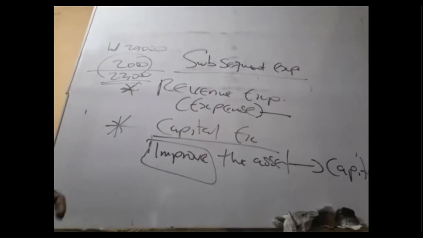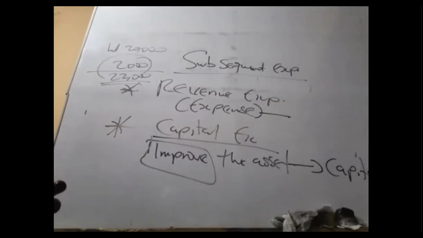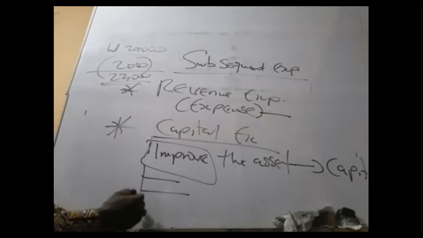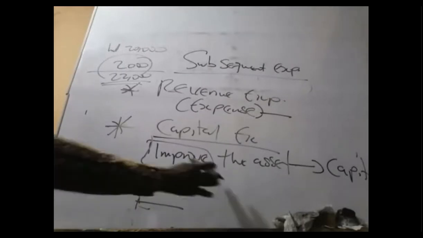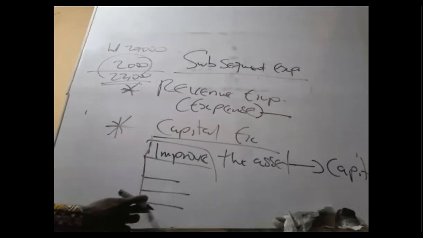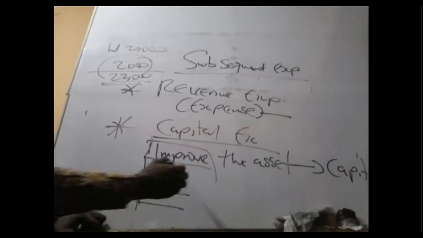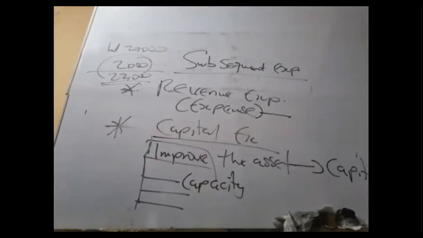Now the standard provides situations where improvement will be allowed. There are three situations that amount to improvement. How do you quantify the improvement? We are saying that you have improved the asset. One, if there has been an improvement in the following items: if the economic capacity has been enhanced, or expanded capacity.